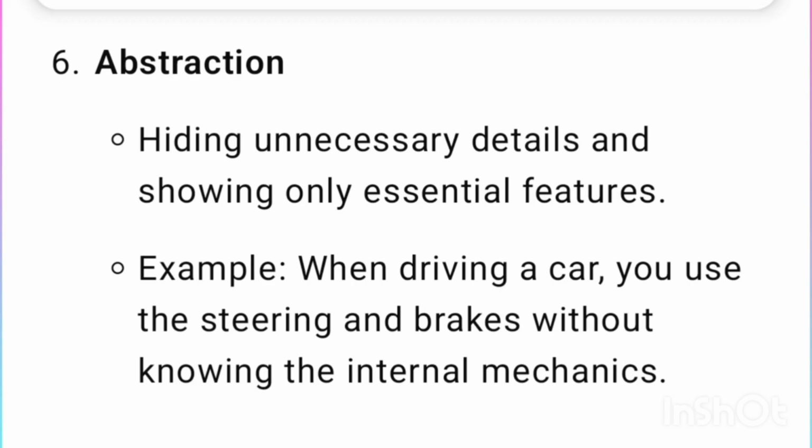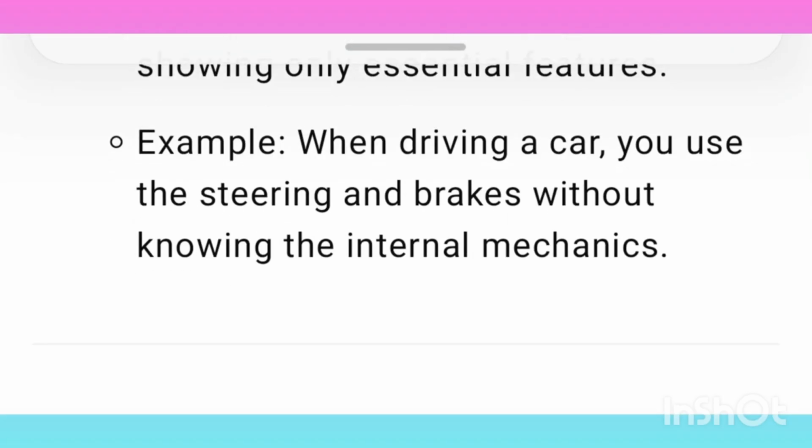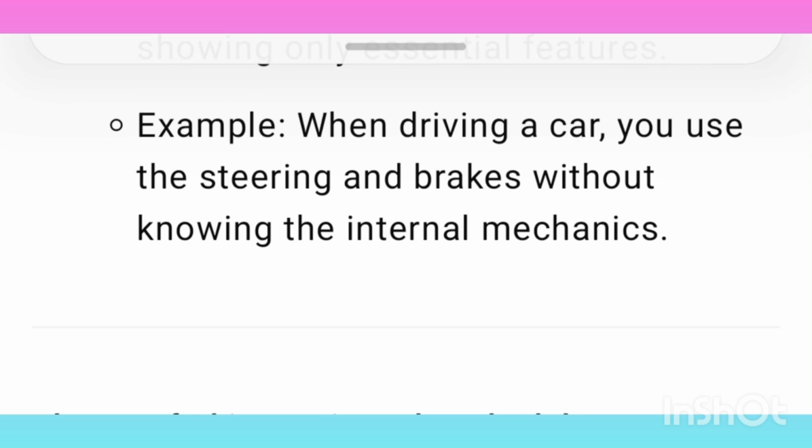6. Abstraction: hiding unnecessary details and showing only essential features. Example, when driving a car, you use the steering and brakes without knowing the internal mechanics.